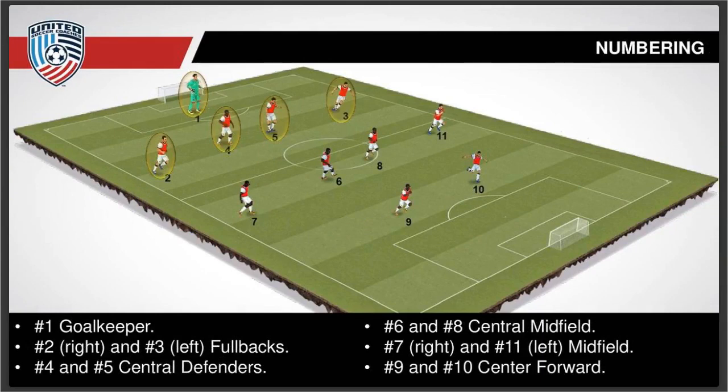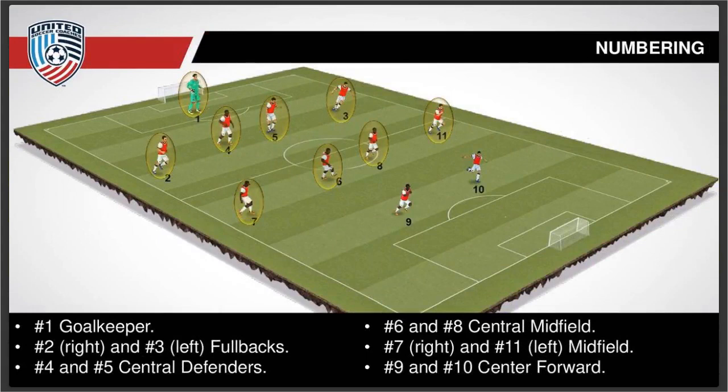And so as we move forward, just again, 1 refers to our goalkeeper, 2 and 3, typically our wide defenders, 2 on the right, 3 on the left, and then 4 and 5 would typically be understood to be our centre backs in a normal orientation.